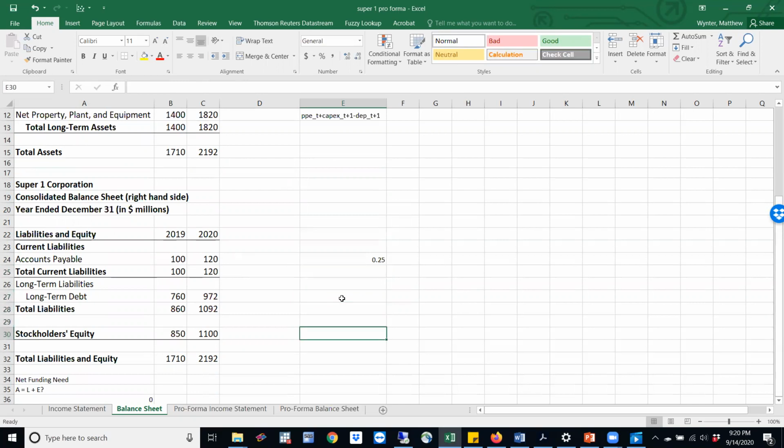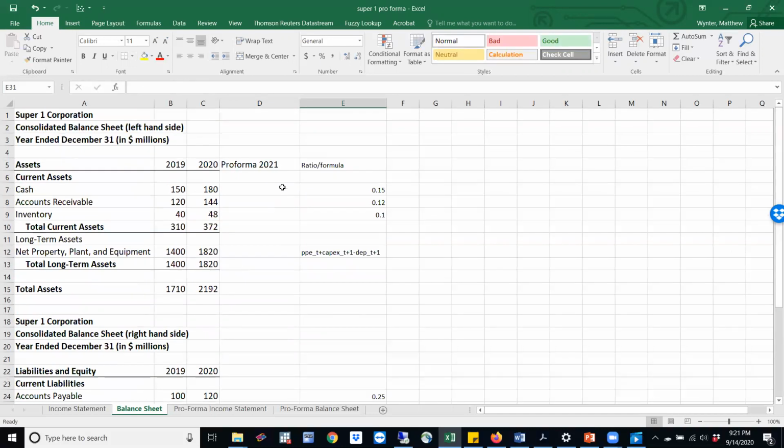And our shareholders' equity, which is going to increase by the shareholders' equity at time T, plus our net income for time T plus 1, minus our dividend for time T plus 1. So let's solve and see what we're finding.